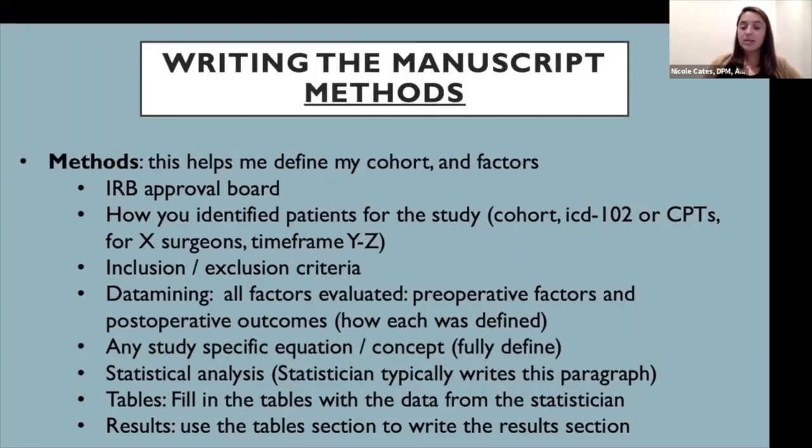And then the statistical analysis. Typically, when my statistician sends me the results, he'll send me a paragraph writing out what specifically he did, and I include this in the methods section.